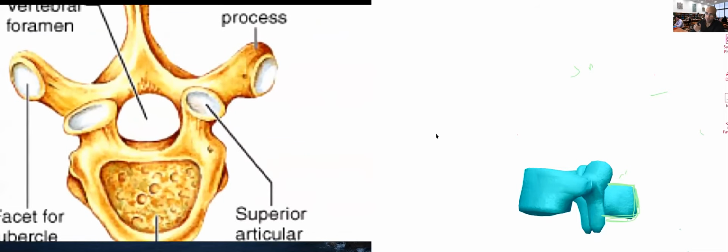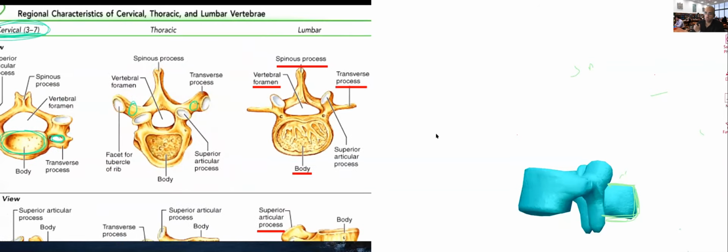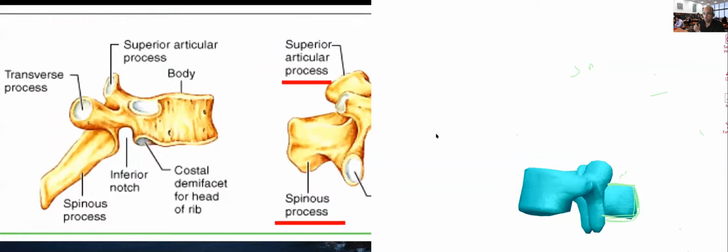How about this one? Do I have a transverse foramen? Do I have a hole in the transverse process? What do you think? No, I don't. So it's not cervical. It's either thoracic or lumbar. So what is the next thing I need to check?